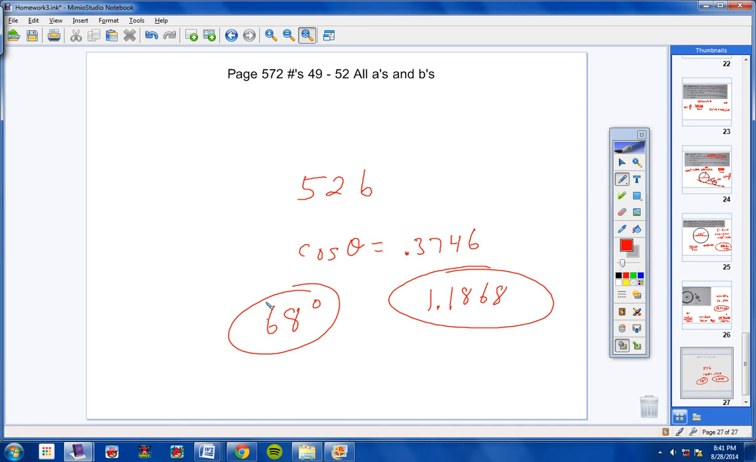It's very, very important, students, that you know how to find missing angles using a calculator.